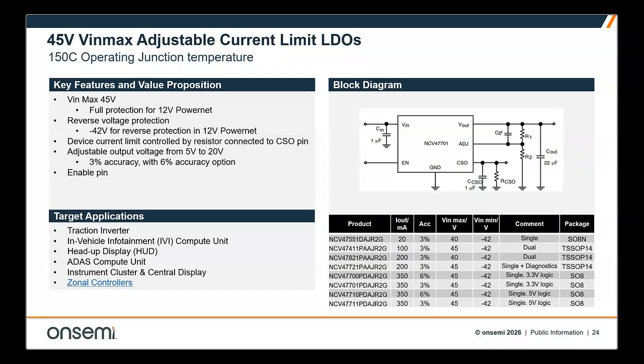The standout feature is the adjustable current limit. You can simply set it with a resistor connected to the CO pin, so a single device covers many use cases. This also offers an adjustable output from, let's say, 5 up to 20 volts, with fixed voltage options of 3.3 and 5 volts.